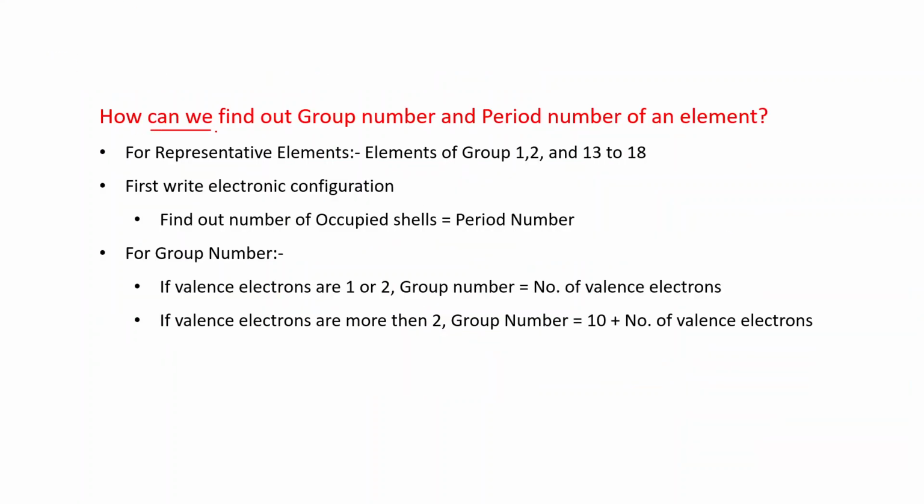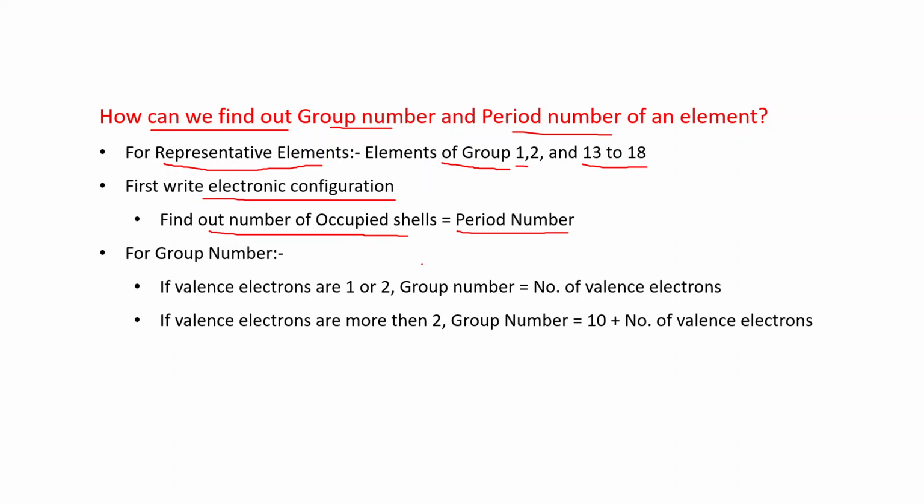Then how can we find out the group number and period number of an element? In this class, up to your standard, we only discuss the representative elements. Now what are the representative elements? Elements of group 1, 2 and 13 to 18 are known as representative elements. First write the electronic configuration and find out the number of occupied shells, and these shells will give the period number.